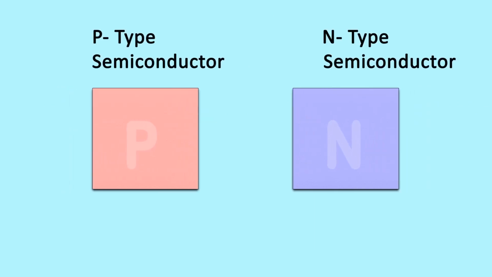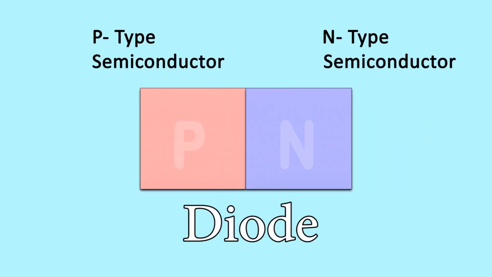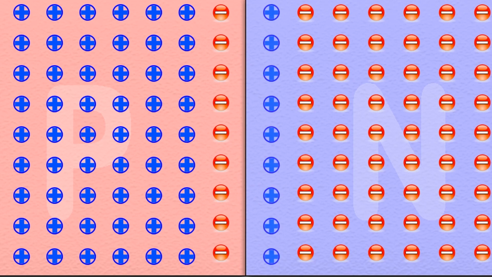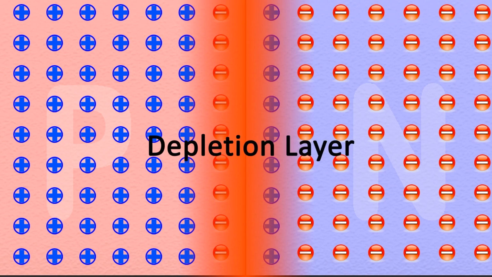These two types of semiconductors are connected together to form a diode. After forming a diode, some of the electrons from the N-type semiconductor travel towards the holes of the P-type semiconductor. This forms a region with opposite charges on both semiconductors and prevents further flow of electrons, forming a potential barrier. This region is known as the depletion layer.